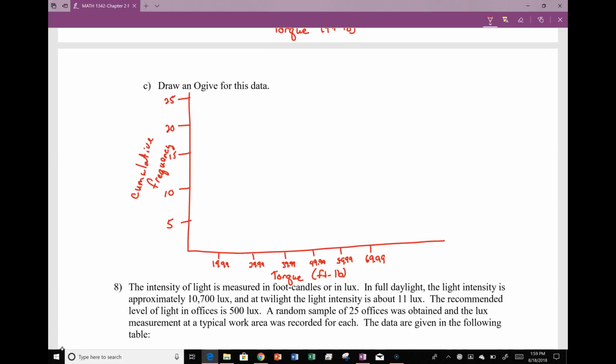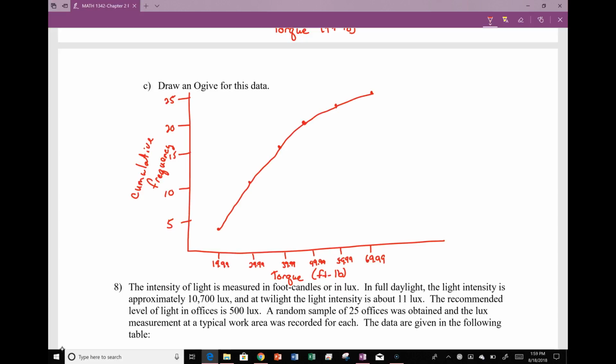And then we can estimate in between. So my first cumulative frequency is about 4. My second is at about 11. Then I go up to 16. Then I'm going to go up to 20, 23, and 25. And again, the ogive is a line graph.